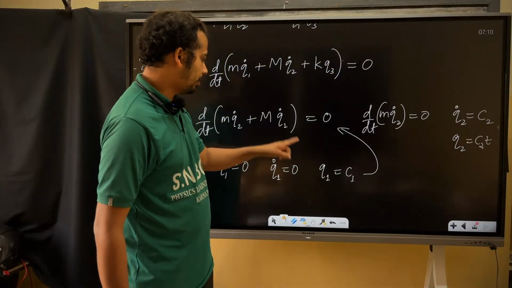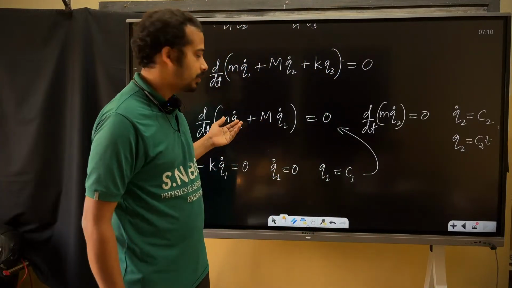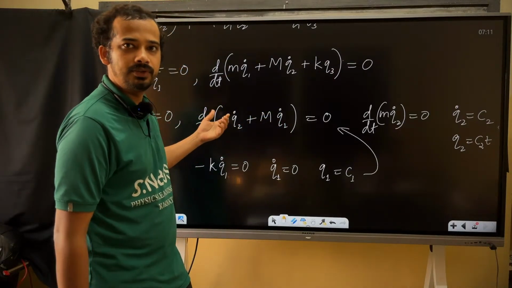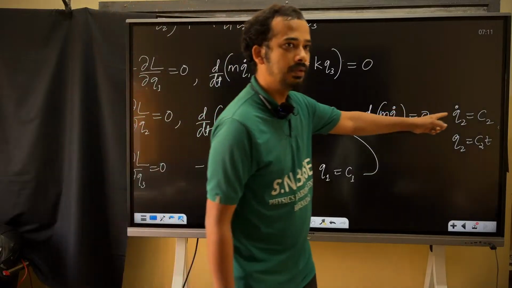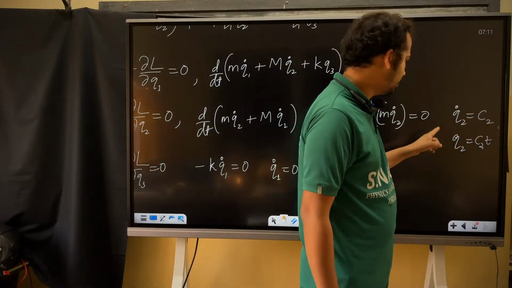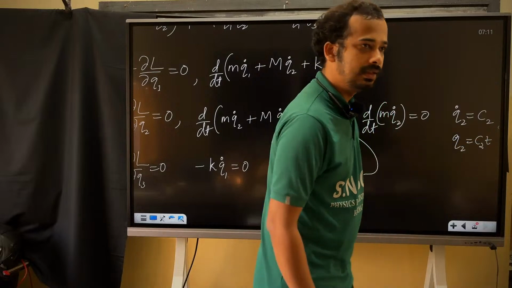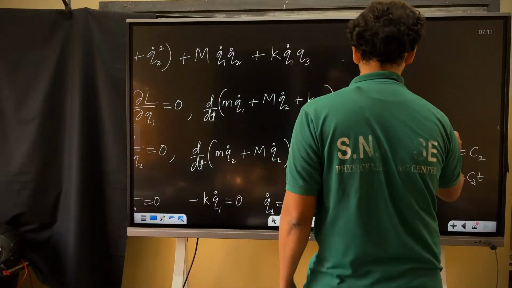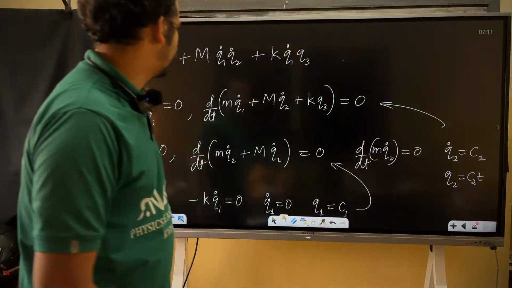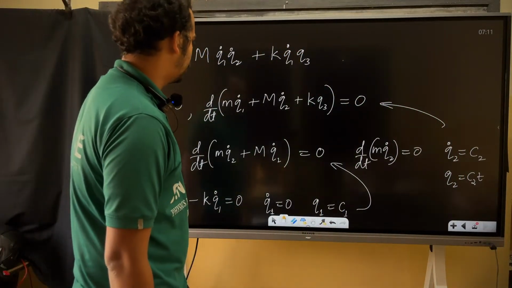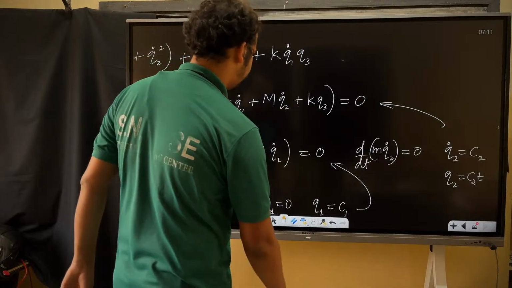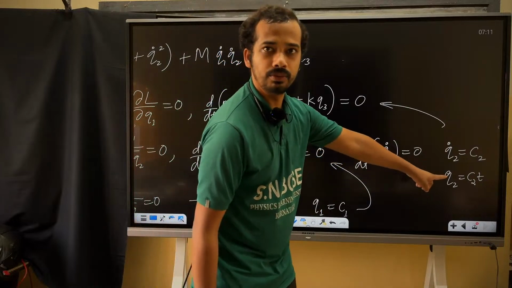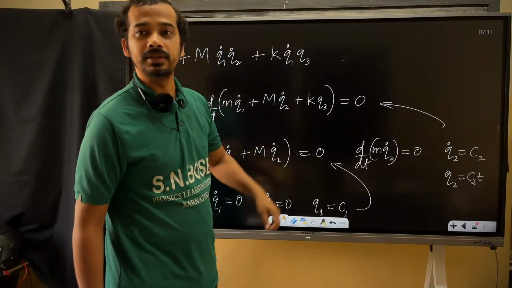Just substitute, q1-dot is 0. I observe that this is 0. That means the time derivative of q2-dot is 0, so q2-dot is constant. Its time derivative is constant means q2 varies linearly, isn't it? Now substitute these two into the first equation. You know what is q1, what is q2. The first equation will get you q3.